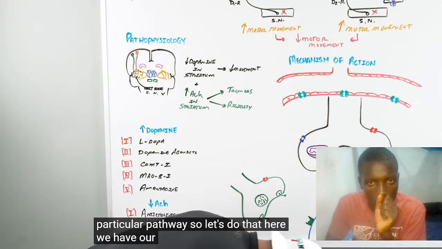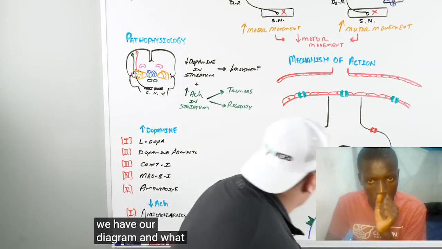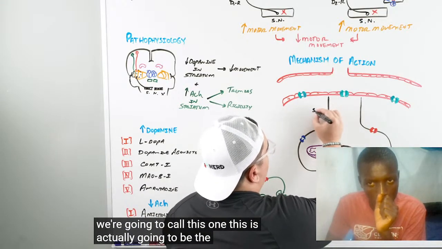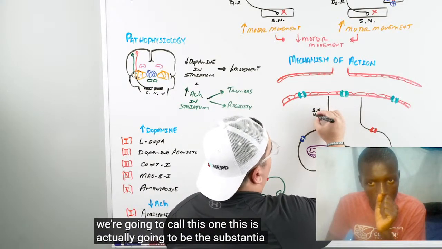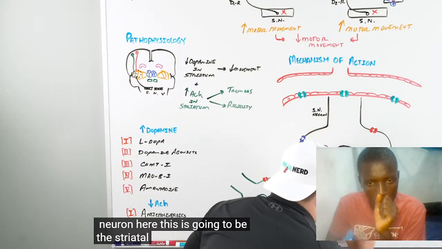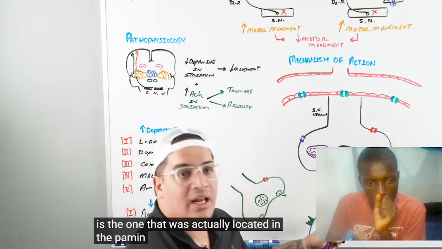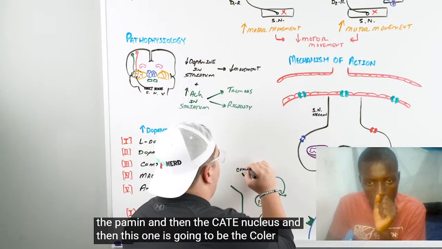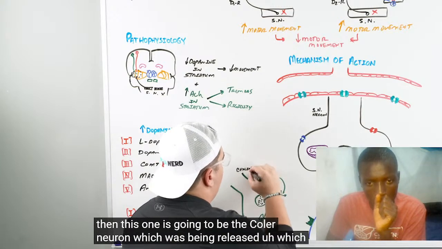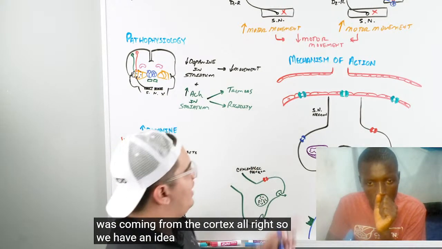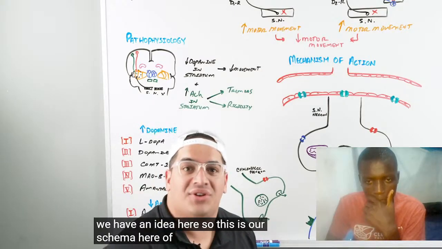Here we have our diagram, and what we're going to do is zoom in. So this is going to be the substantia nigra neuron. This is going to be the striatal neuron, the one that was actually located in the putamen and then the caudate nucleus. And then this one is going to be the cholinergic neuron, which was coming from the cortex. All right, so we have an idea here. This is our schema for understanding how these drugs particularly work.